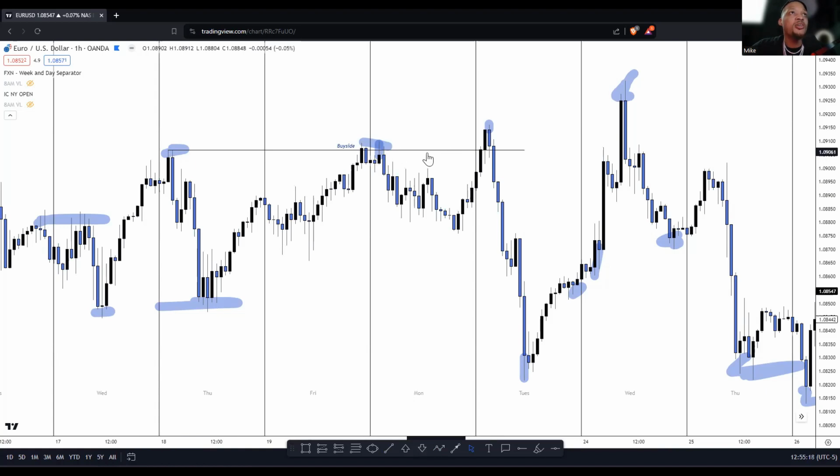This area of buy side liquidity acts as a resistance. If you don't understand resistance, it acts as a ceiling.